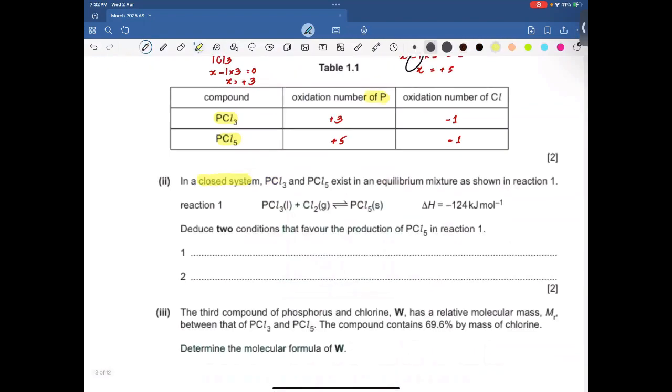Next, in a closed system, since it is a reversible reaction, which always takes place in a closed system, PCl3 and PCl5 exist in an equilibrium mixture as shown in reaction 1. You need to be very, very careful because the reactants and products exist in different states, all right? And delta H is negative also, which means the reaction is exothermic.